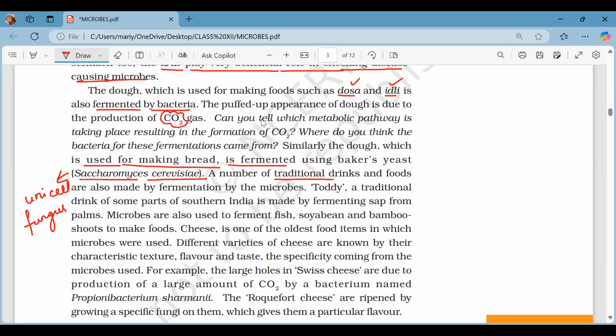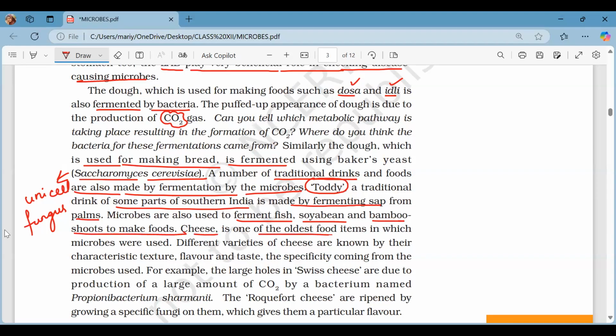A number of traditional drinks and foods are also made by fermentation by microbes. One such example is toddy. It is a traditional drink of some parts of southern India and it is made by fermenting sap from palms. Microbes are also used to ferment fish, soybean and bamboo shoots to make food.